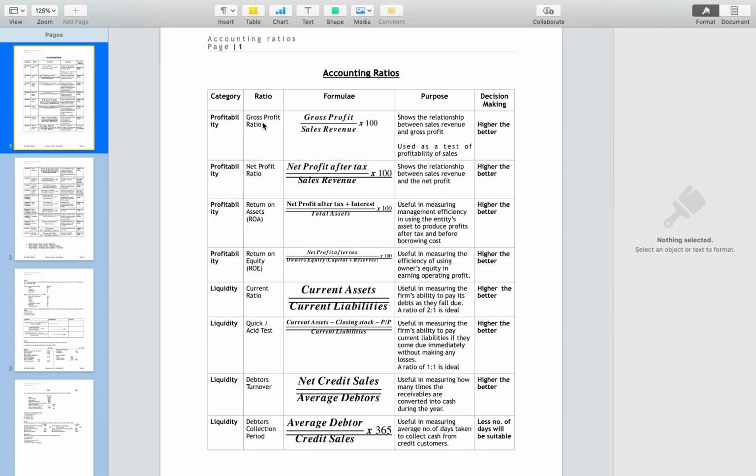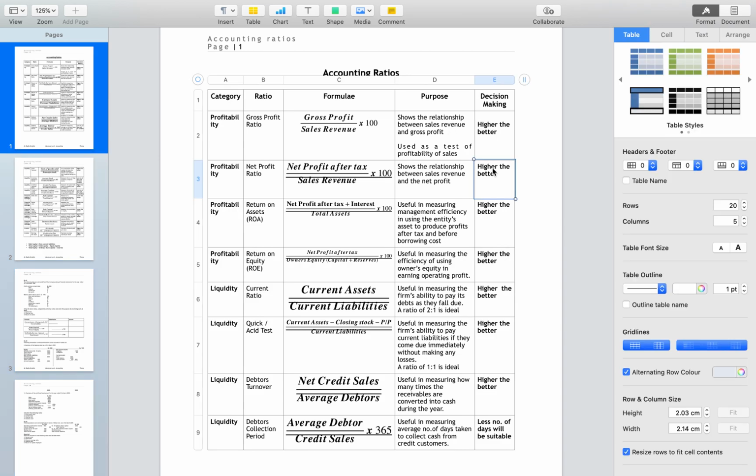Okay, right? In this sheet you will have each type of ratio given over there. Generally you can have three types of ratios: profitability, liquidity, as well as leverage ratios. So this document explains what type of ratio it is, what category it is, the given formula, what the ratio explains, and how you make a given decision, right?